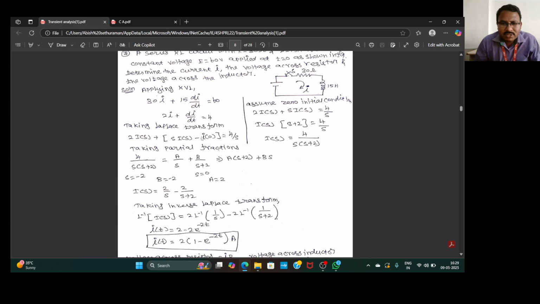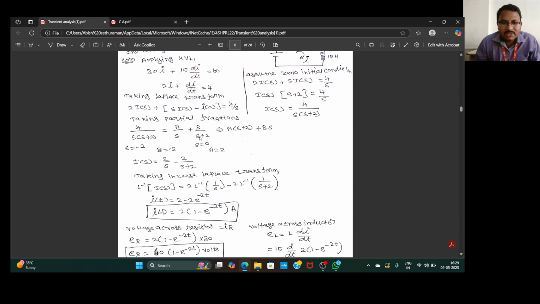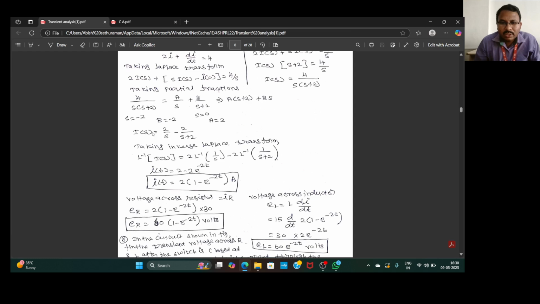As usual, taking Laplace transform, then applying partial fractions, and also considering 0 initial condition, the current value I of s equals 4 divided by s into s plus 2. Then taking partial fractions, we obtain the A and B values: A is 2 and B is minus 2. Then the I of s equation is 2 divided by s minus 2 divided by s plus 2. Then taking the inverse Laplace transform, L inverse of I of s, we get 2 into 1 minus e power minus 2t ampere.